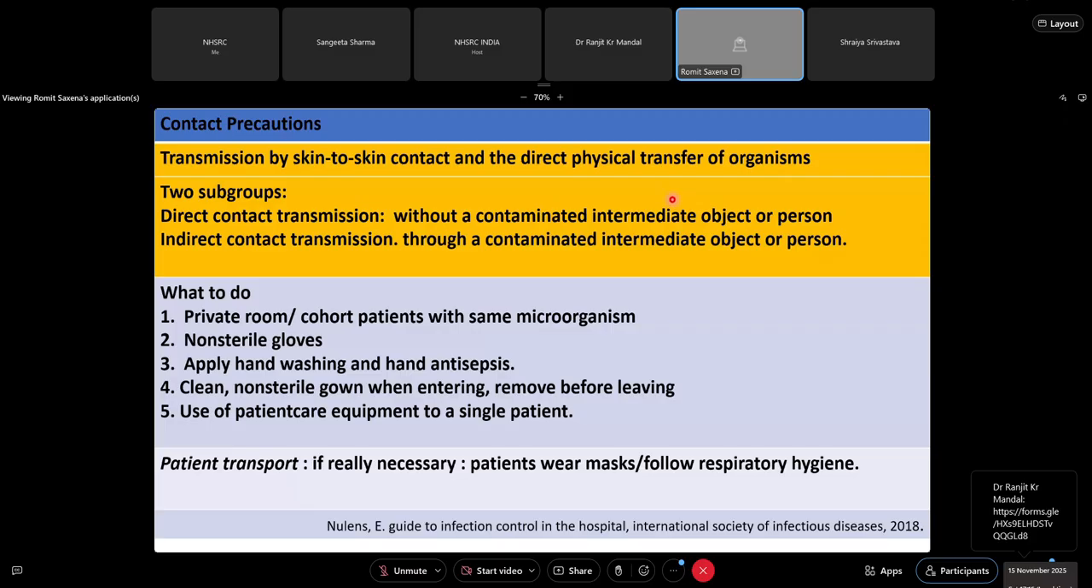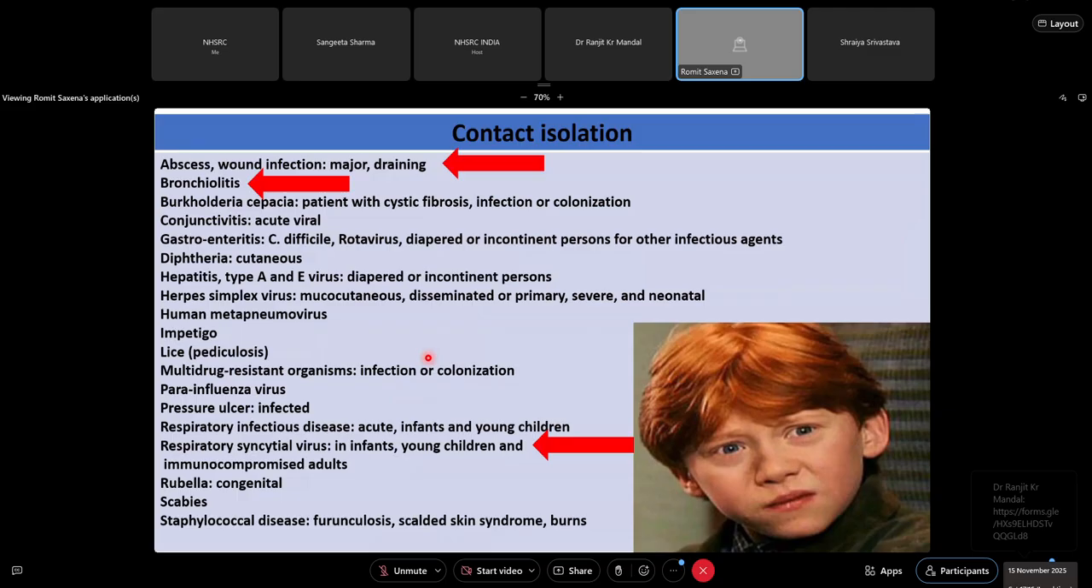What this needs is using non-sterile gloves, hand washing and hand sepsis. All patients of bronchiolitis, conjunctivitis, loose stools, diphtheria, HSV, RSV, scabies, pediculosis, all these require contact isolation. So that means when you touch such a patient, learn to wash your hands before you touch the next patient. Otherwise, you'll end up spreading it, or if not anything else, you'll end up taking this infection home.